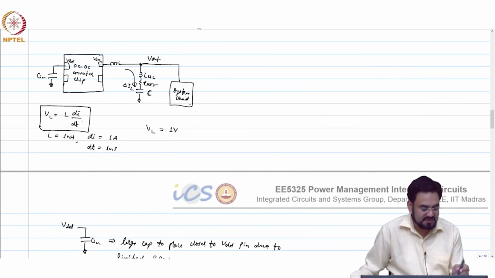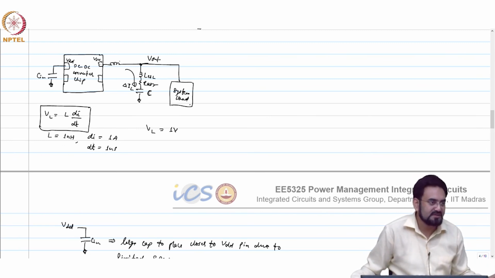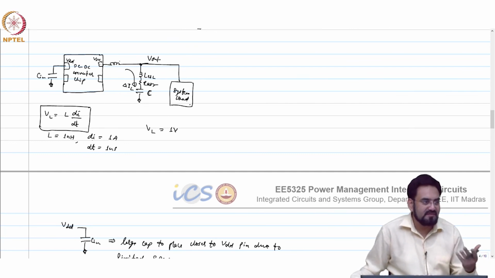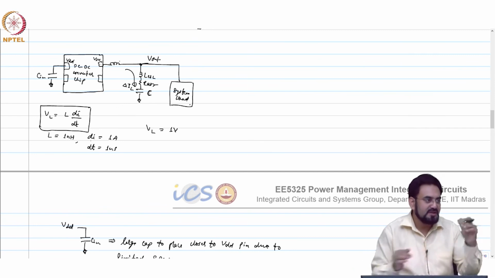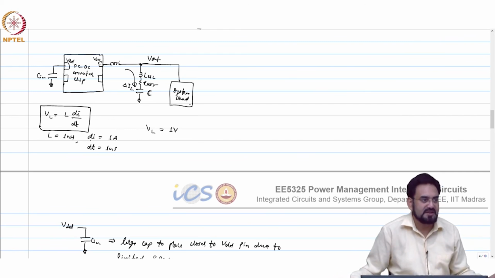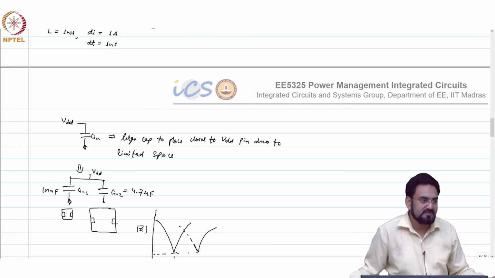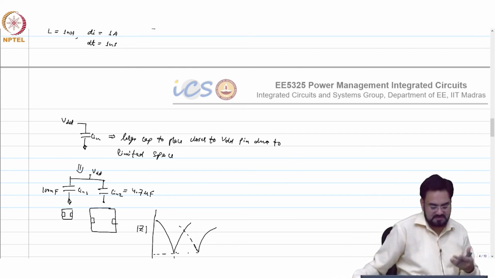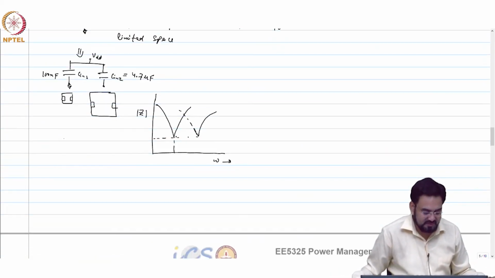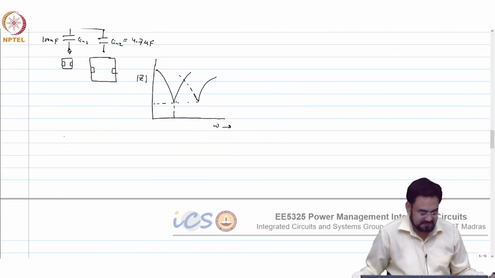I mean, one way is to slow down the di by dt by increasing the rise and fall time of those currents. By doing that, basically you will be degrading the efficiency and limiting your duty cycle also, because if your rise and fall time is more, then that will limit your duty cycle, and your switching losses may also increase. If you remember the triangular one, that will stretch, and that loss will also increase. So we want that switch to turn on as fast as possible.